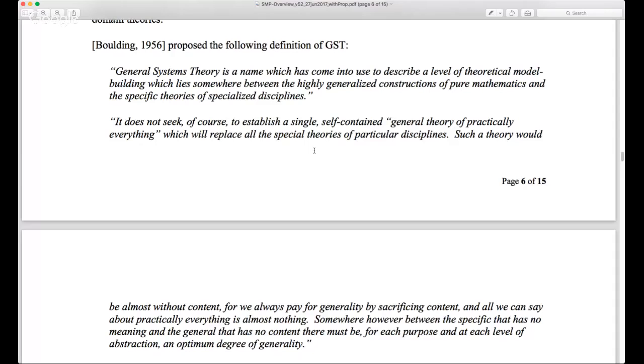Then we went through to general systems theory from Boulding. And of course, general systems theory basically was presented as an abstract model building technique that is more general than the specific disciplines, but it's more specific than mathematics. So it lies between mathematics and the specific theories of disciplines.